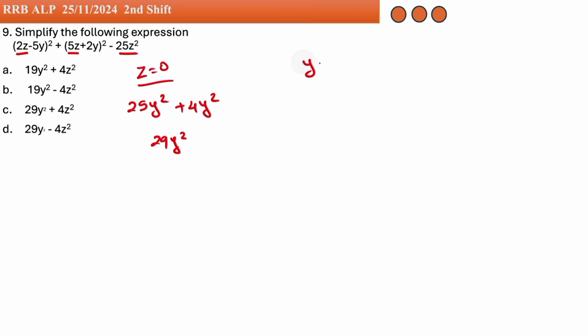Next we'll take y as 0. So assuming y as 0, this term is cancelled and this term is 0. So 2z whole square is 4z square, plus 5z whole square is 25z square, remaining minus 25z square. Plus 25 and minus 25 get cancelled, we get plus 4z square. So our answer is option C.